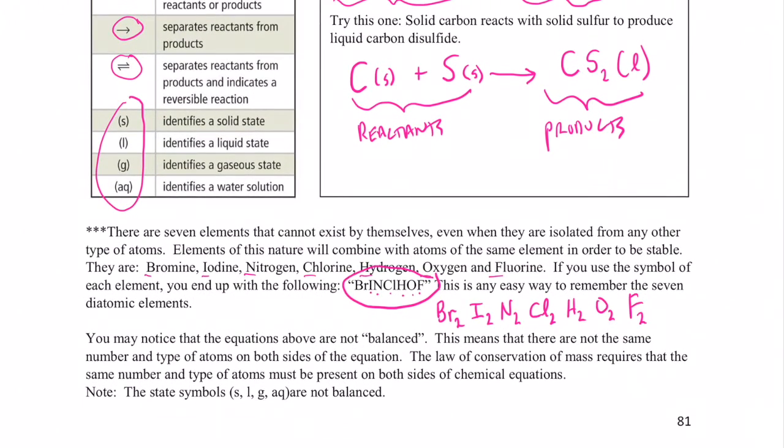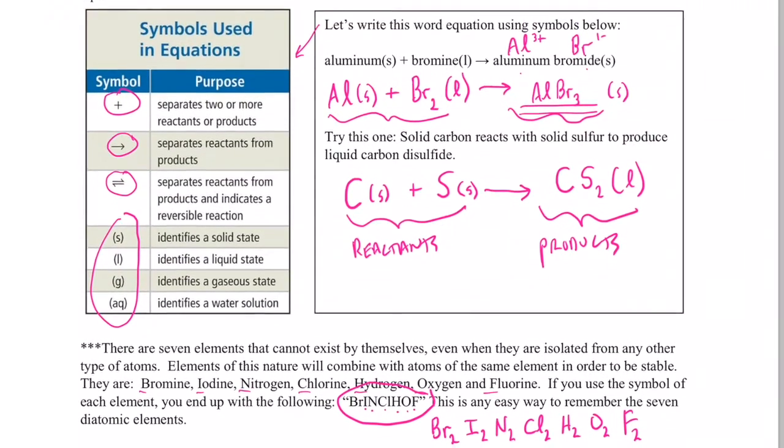Now, you may notice that the equations above were not balanced. This means that there are not the same number and type of atoms on both sides of the equation. Now, the law of conservation of mass requires that there are the same number and the same type of atoms on both sides. We won't worry about balancing the S's, the L's, the G's, or AQ's in the equation. Once again, those are just state symbols telling us what phase they're in at that particular temperature.